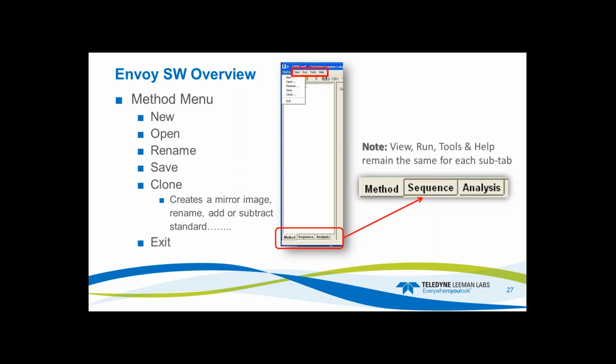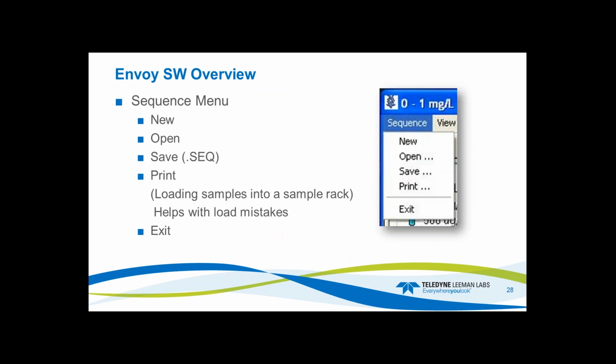So if I want to add a standard or delete a standard to expand or tighten up my calibration range, you just clone one and then go into add standards or delete standards and make that change, and then uncheck or check those boxes on that field. And then of course you have exit.